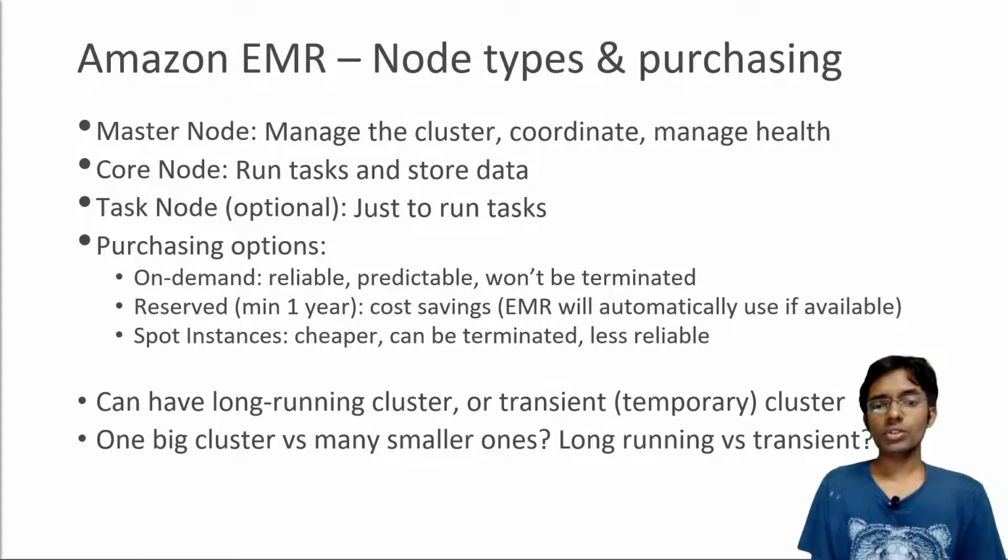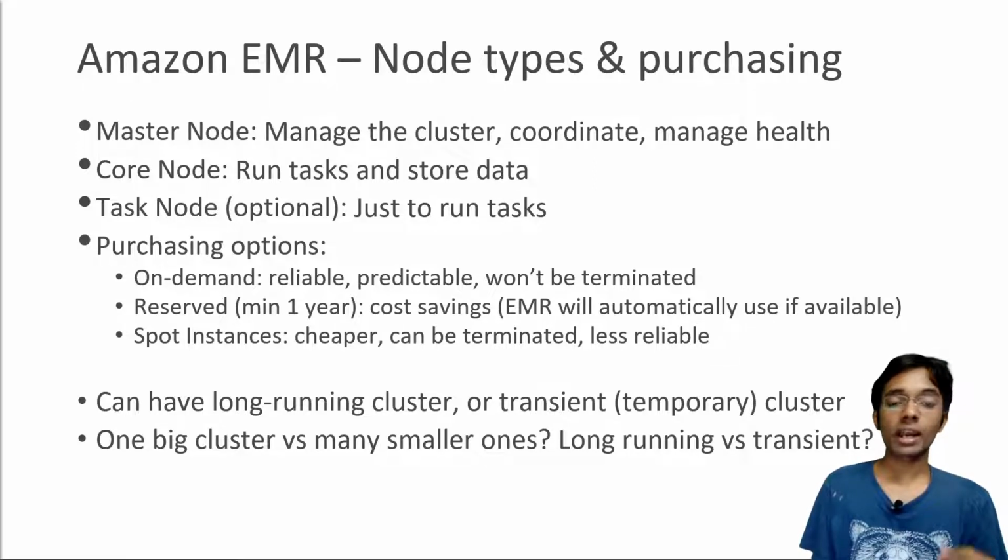Okay, next, very important, you need to understand how you can optimize your cost in EMR. You have multiple node types and multiple purchasing types, and it is very important for you to remember them. The master node is the node that manages the cluster, coordinates everything, and manages the overall health of your EC2 instances. Then you have the core nodes that are running tasks and storing data, for example, on EBS volumes. And finally, you have your task nodes that are optional, and they are just here to add more processing power to your cluster. They are just here to run tasks.